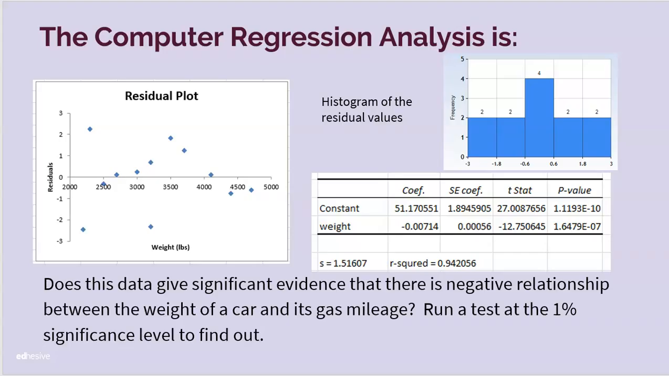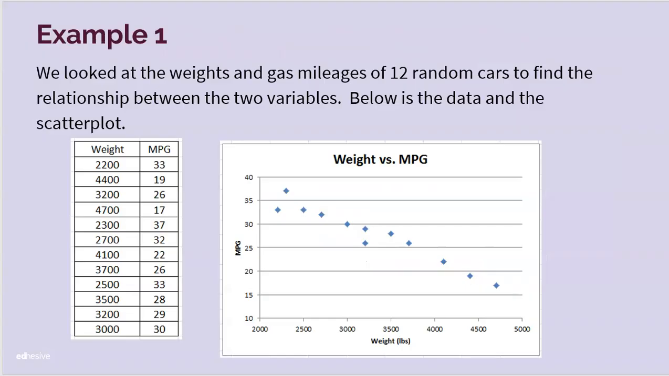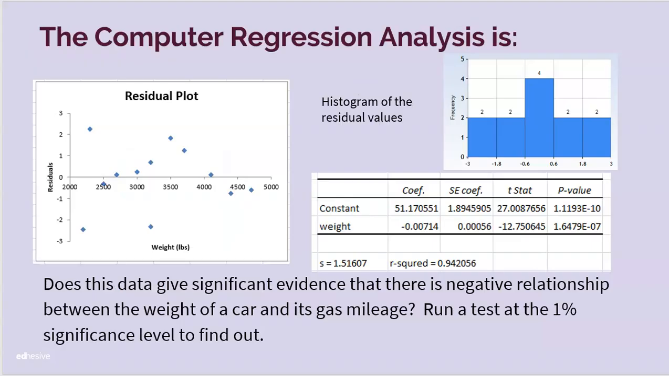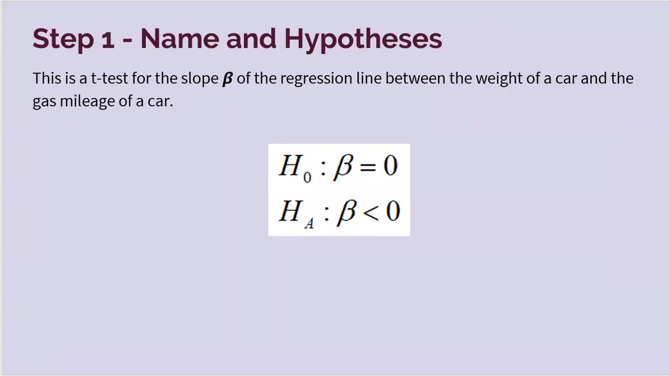All right, so here the question is, does this data give significant evidence that there is a negative relationship between the weight of a car and its gas mileage? In our data, we don't need a test. In our data, yes, there is clearly a negative relationship. But the question is, is there a negative relationship amongst all cars? So that's where we're going to run a test at the 1% level to find out. All right, let's quickly review step 1.